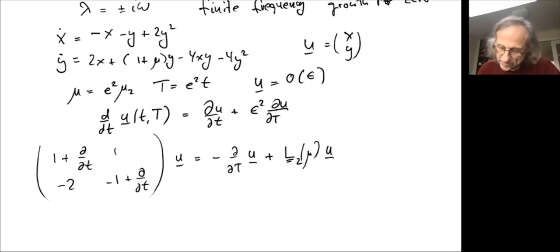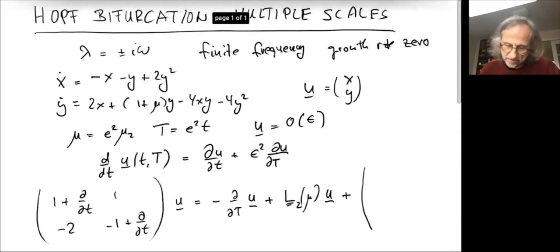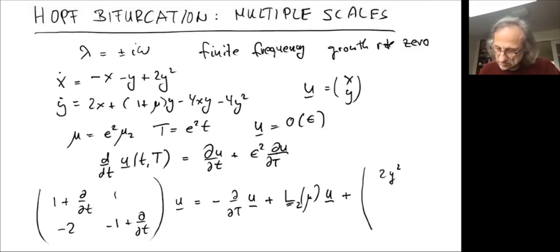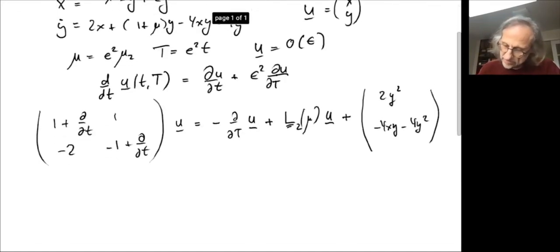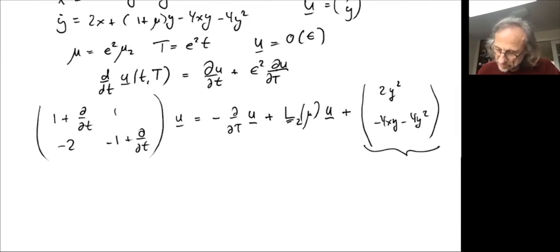And then there's a nonlinearity, which, well, let's write it out first. What's the nonlinearity? It's 2y squared minus 4xy minus 4y squared. And just to have a handle on it, let me call this here the nonlinearity at second order of u and u. Okay, so that's our equation.